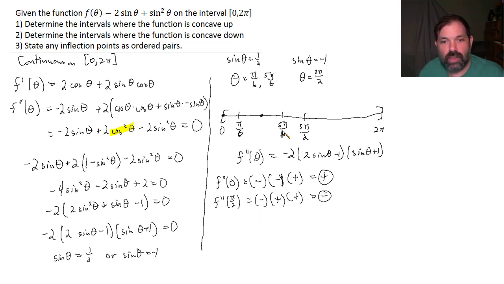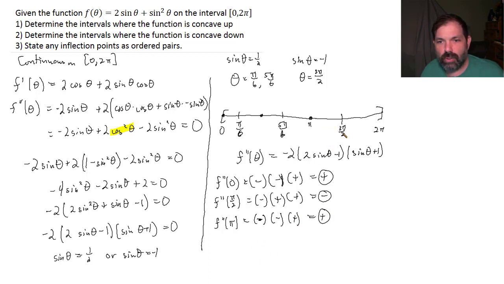Between 5 pi over 6 and 3 pi over 2, oh, and that 3 pi over 2 should be further over to the right. That's not very representative of the curve. 3 pi over 2 is maybe about here. All right, so how about we use pi? F double prime at pi would be negative 2, which is negative. The sine of pi is again 0. So we'd have 0 minus 1 is negative. 0 plus 1 is positive. So again, that would go to a positive.